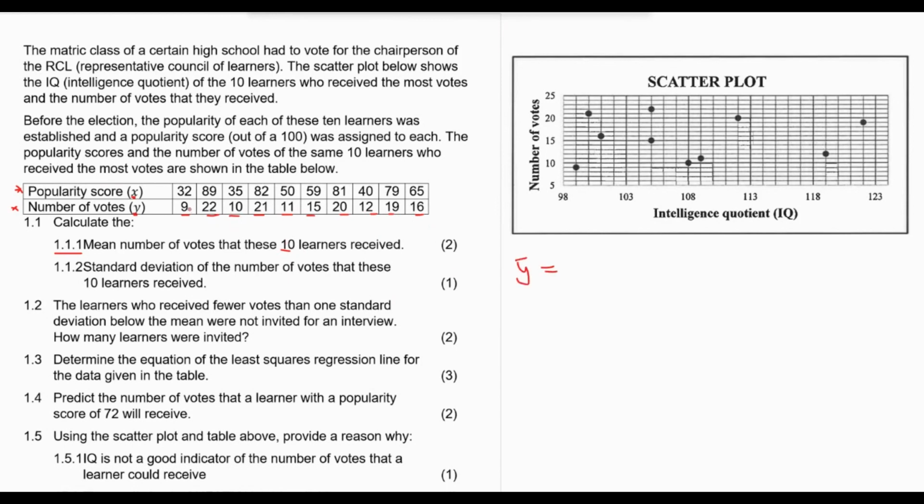is equal to 9 plus 22 plus 10 plus 21 plus 11 plus 15 plus 20 plus 12 plus 19 plus 16. That is the sum of the data items, which is 155. And then we divide by the number of data items. There are 10 of them. So the mean is equal to 15,5. But let me show you, you can also use a calculator.